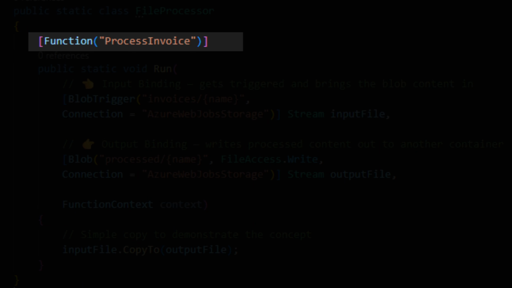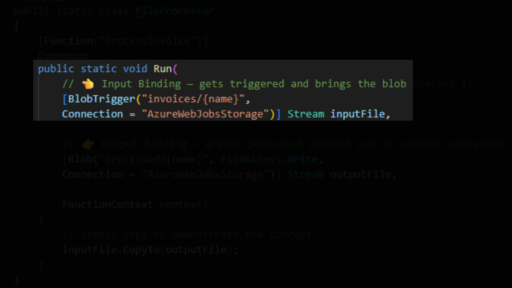So again, we decorate this function with the function attribute and the name of the function. In this case, it's process invoice. We have a run method. We have input binding, which is triggered whenever a blob or a file lands in this specific container. So invoices is a container over here and name is the variable, which is the name of the blob or name of the file that gets uploaded into this particular container of the blob storage. Then it's read as a stream.